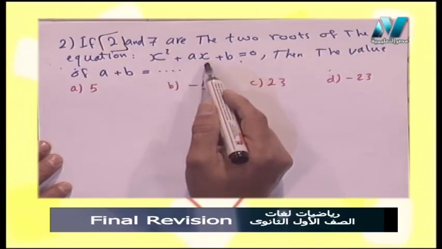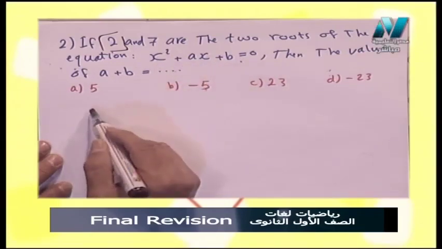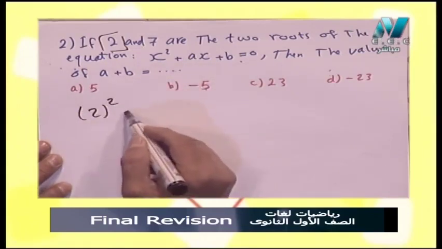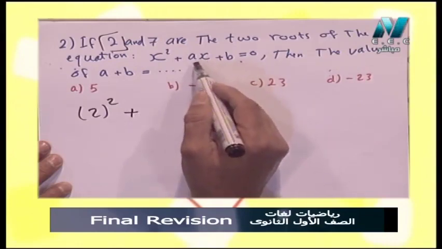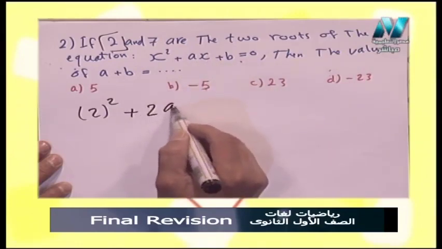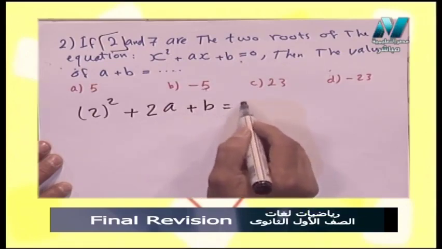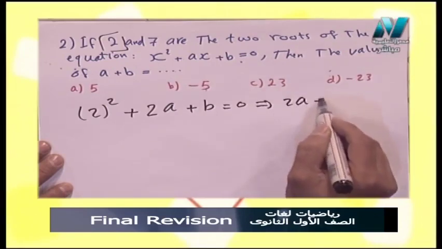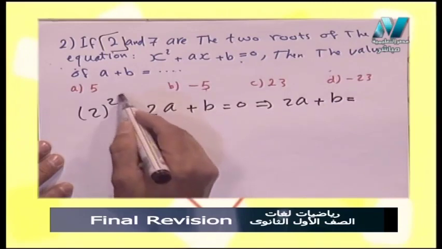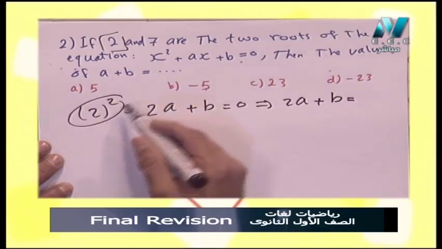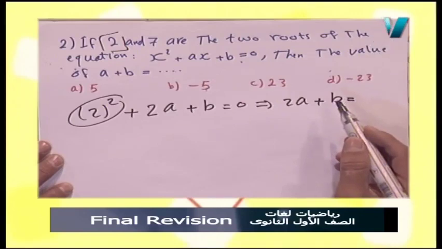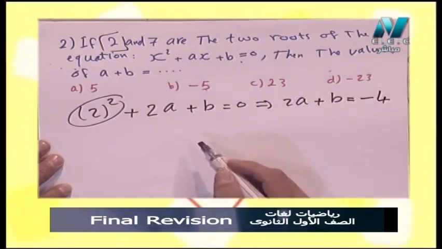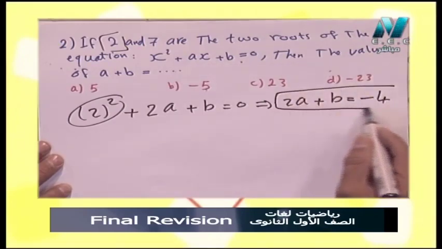Put each x here as 2. So 2 power 2, instead of x we put 2, plus a times x means a times 2. We write it as 2a plus b equals 0. So we have an equation here, 2a plus b equals, this 2 power 2 equals 4, and it transferred to the other side by negative 4. So 2a plus b equals negative 4.